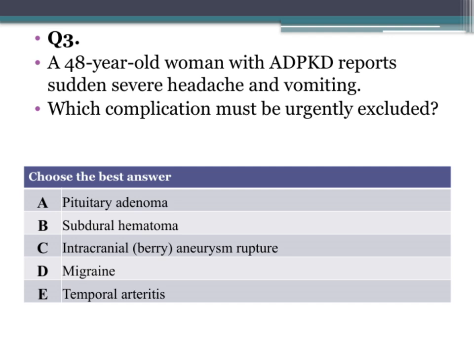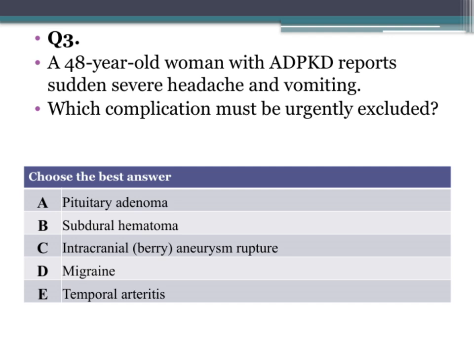In patients with ADPKD, there's an increased risk of vascular abnormalities, including aneurysms, especially intracranial aneurysms that can rupture abruptly. This is a critical point because a ruptured intracranial aneurysm can cause a subarachnoid hemorrhage, which is a medical emergency requiring immediate diagnosis and intervention. So, in this case, the most urgent condition to rule out is an intracranial aneurysm rupture.